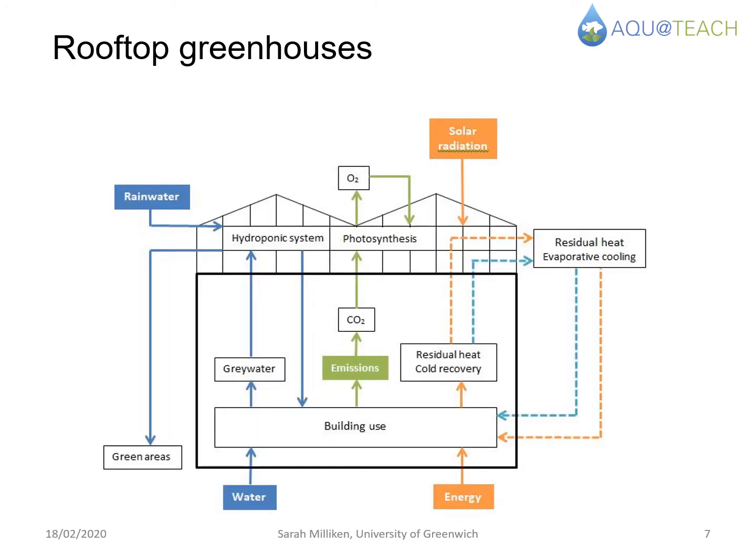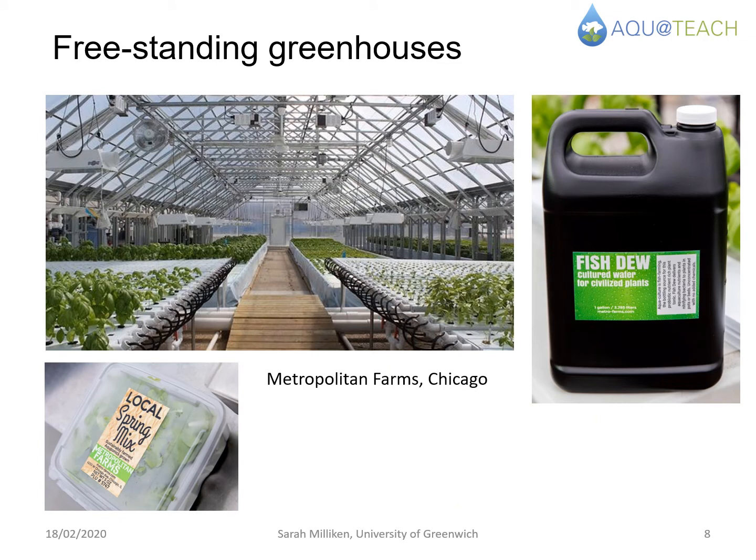Rooftop greenhouses also offer possibilities for exploiting synergies with the host building in the form of water, energy and gas flows. This can lead to a reduction in operating costs and greater environmental sustainability. Vacant urban lots also provide opportunities for freestanding greenhouses, and we will look at a couple of examples of these.